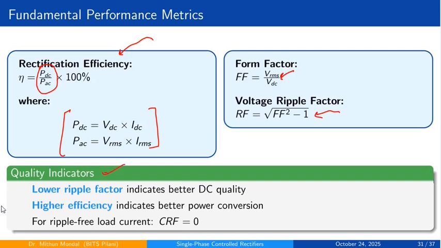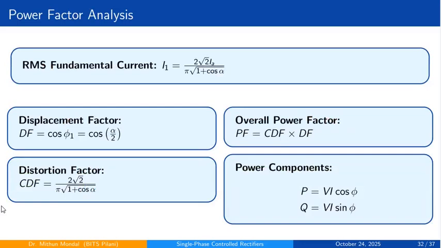Some of the quality indicators are: a lower ripple factor will indicate better DC quality. It is well known that the ripple factor has to be less. If you have higher efficiency, then it is indicating that better power conversion is there. And for ripple-free load current, the ripple factor, the ratio, has to be equal to 0. Current ripple factor should be 0.